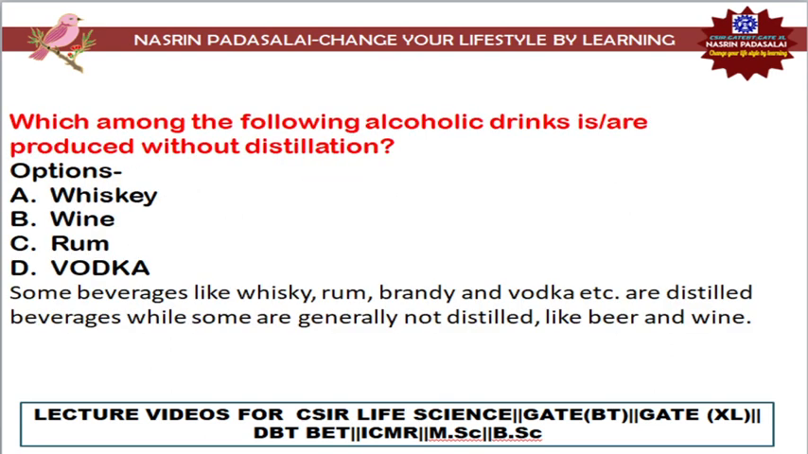Next, which among the following alcoholic drinks is produced without distillation? Okay, I don't know the correct question, but let me tell you, beverages like whiskey, rum, brandy, vodka are produced by the process called distillation. Whereas others like beer and wine are produced by a process called fermentation. So your rum, whiskey, brandy, vodka are produced by the distillation process, whereas your beer and wine are produced by the process called fermentation.